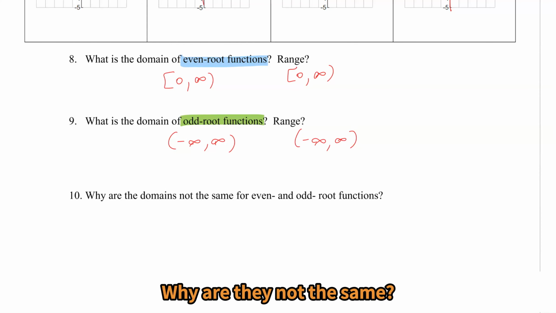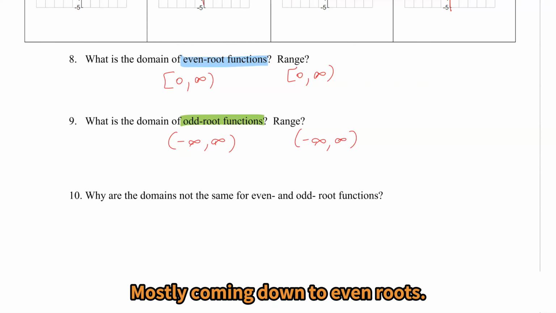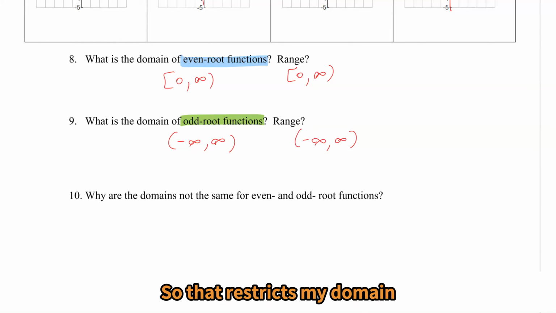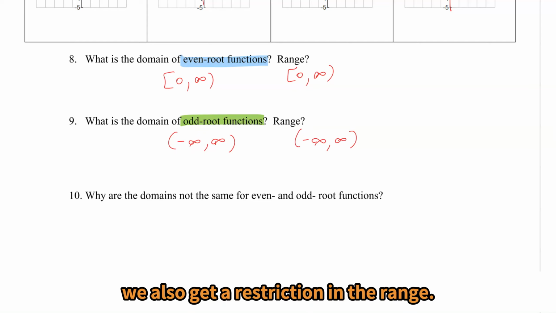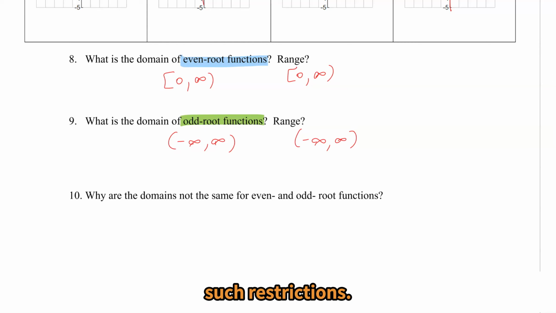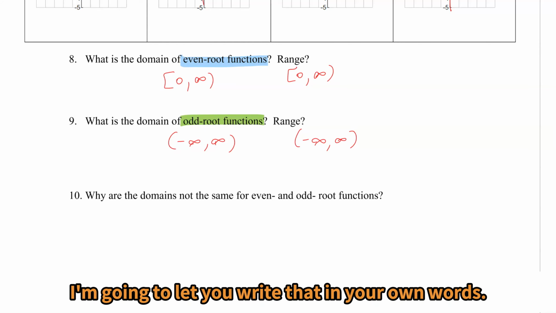Why are they not the same? Mostly coming down to even roots. I cannot take an even root of a negative number, so that restricts my domain for our even root functions. By restricting the domain, we also get a restriction in the range. Our odd root functions don't have such restrictions. That's essentially the difference. I'm going to let you write that in your own words.